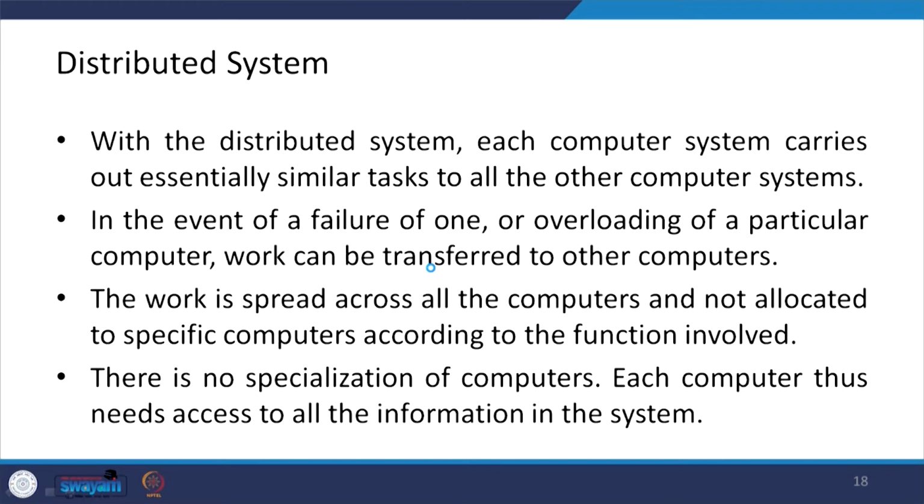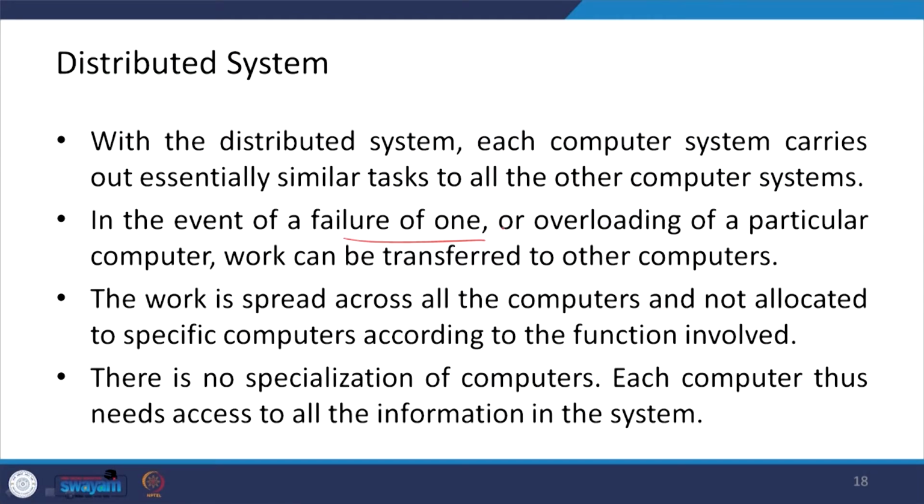Now, let us look at the distributed system. With the distributed system, each computer system carries out essentially similar tasks to all the other computer systems. In the event of failure of one, or overloading of a particular computer, work can be transferred to the other computers. The work is spread across all the computers and not allocated to specific computers according to the functions involved. There is no specialization of computers over here. Each computer thus needs access to all the information of the system.